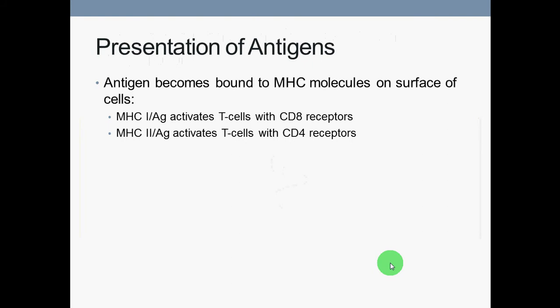The antigen presenting cell with MHC2 markers or MHC1 markers that have antigen bound to them can then activate different T cells. MHC1 with antigen bound to it can activate T cells with CD8 receptors. Those are the cytotoxic T cells we'll talk about in a little bit. MHC2 with antigen bound to it activates T cells with CD4 receptors. Those are helper T cells that we'll talk about later.